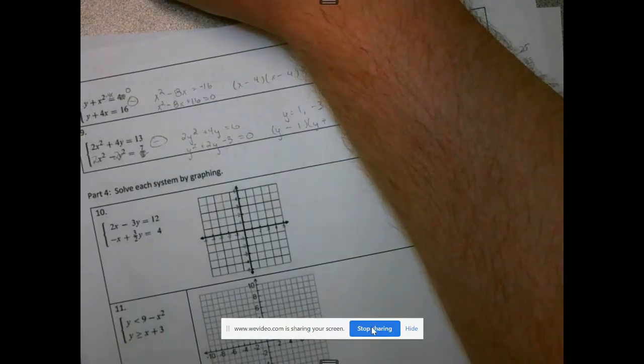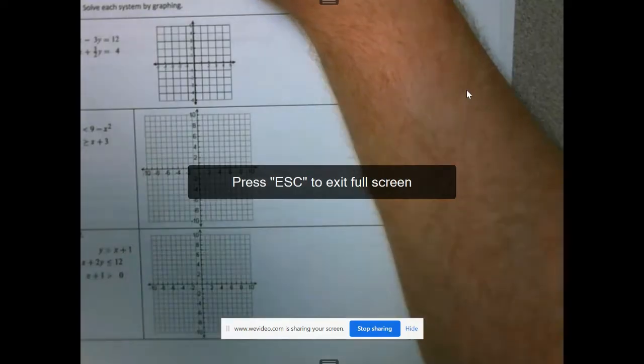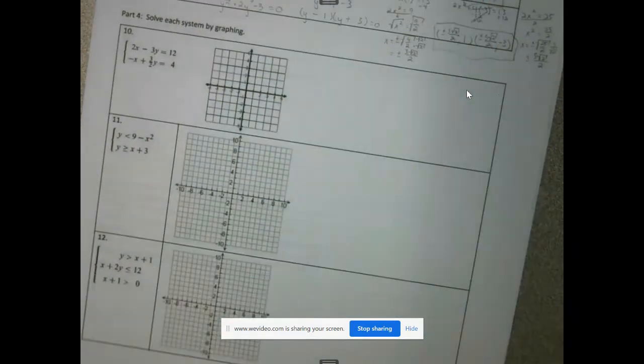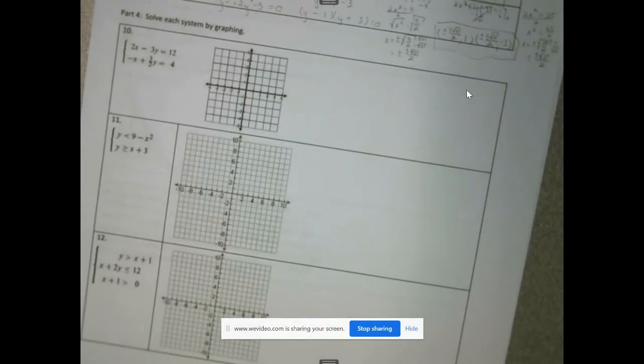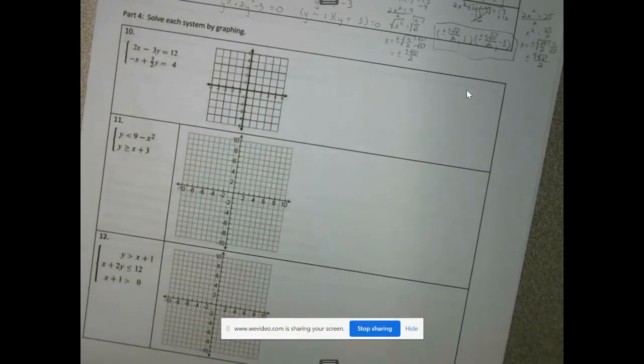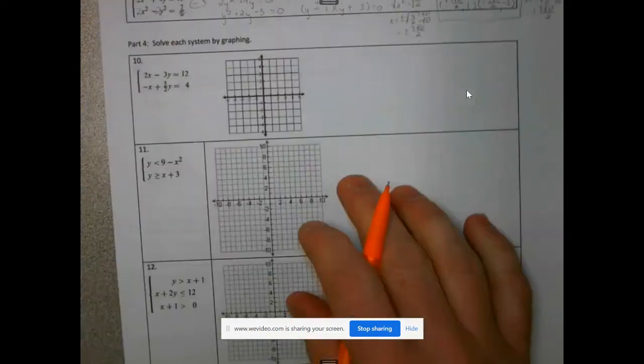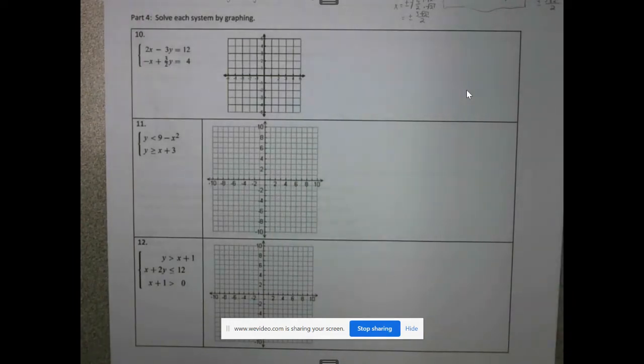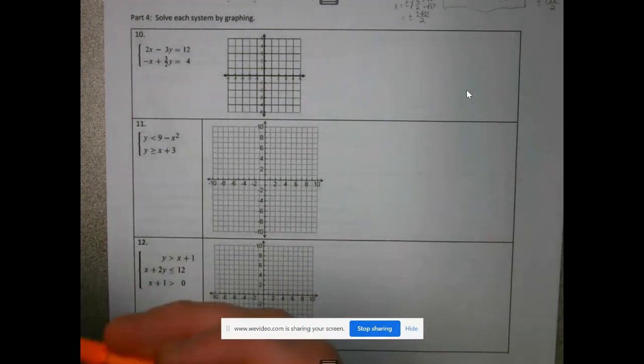All right, let's get in here to the second part of the review. So the first part we went 1 through 9. Now we're going to look at 10 through the end. And we're going to start here. All of these are solved by graphing. So remember when we graph systems, we're looking for their intersection or where they overlap.